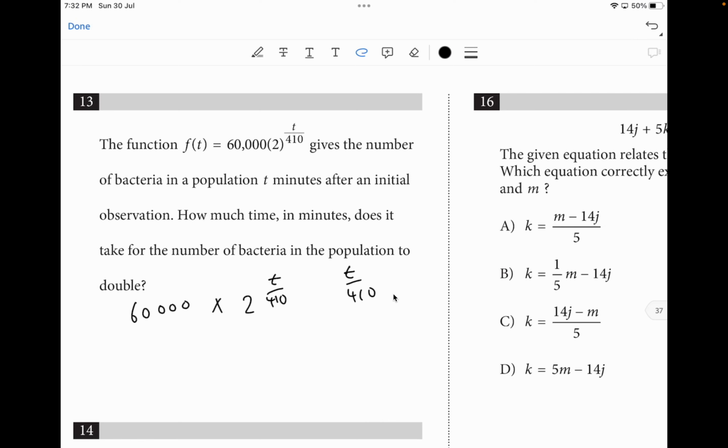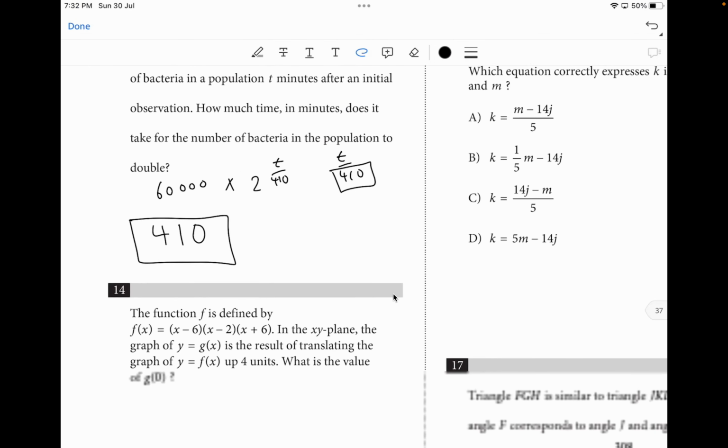So therefore, the time in minutes it takes for the number of bacteria in the population to double is this value, 410. This is going to be the amount of time it takes for the number of bacteria in the population to double. So 410 is going to be our answer in this case. Now let's move on to the next question.